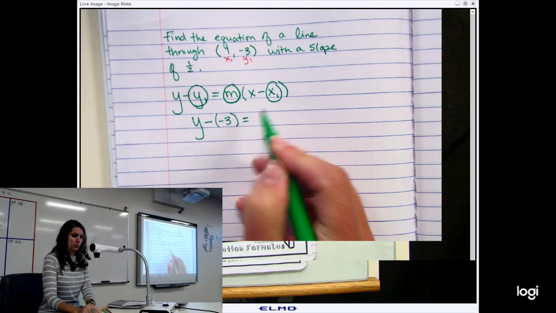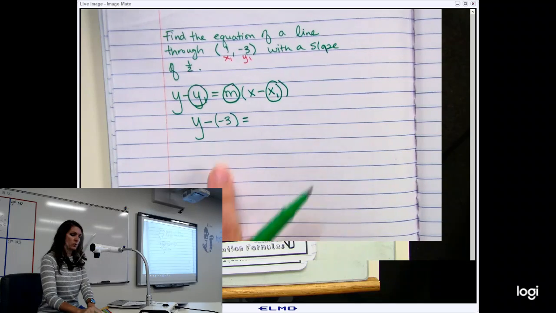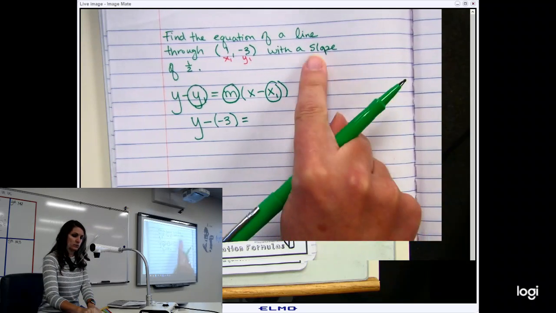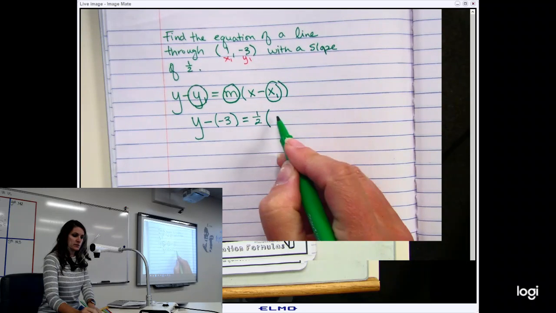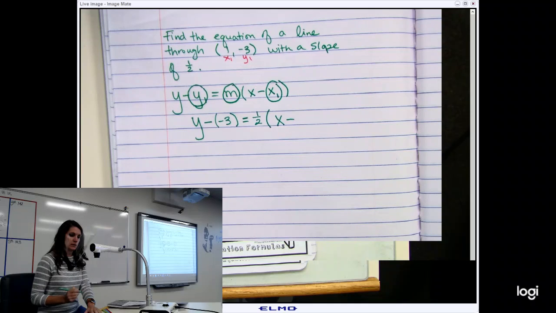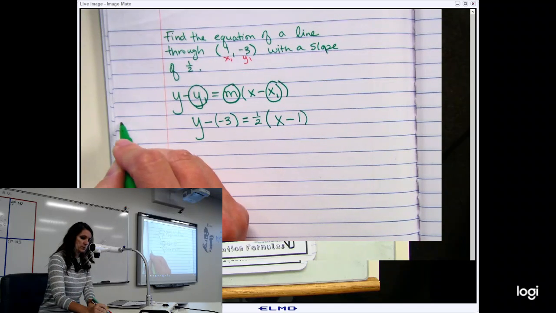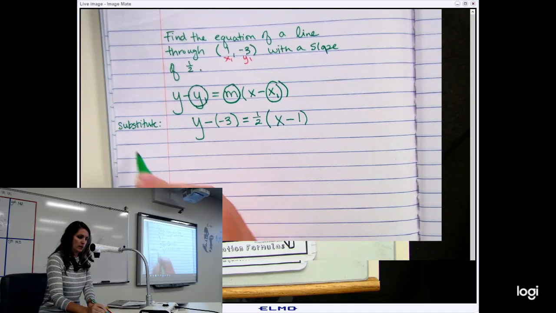If this were my homework, I would have just changed that sign in my head. But I confuse some people if we don't write it this way in our journal. Y minus a negative 3 equals M, our slope. Slope is half, parentheses, X minus X1 is 1. So what did we do? We substituted. And now we're going to solve for Y.